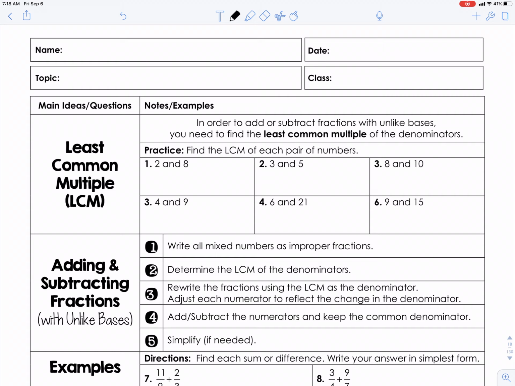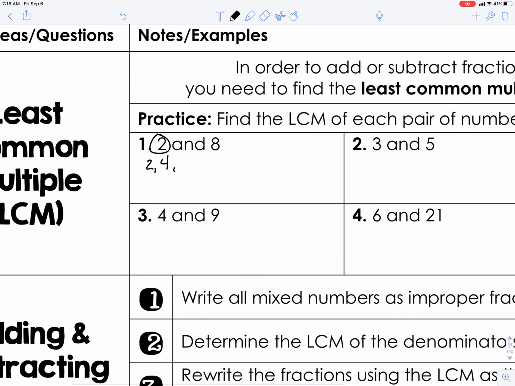So let's look at number 1. We'll look at the number 2 here. What numbers can I get if I multiply 2, starting with the number 1? 2 times 1 is 2. 2 times 2 is 4. Let me make this a little bigger. 2 times 3 is 6. 2 times 4 is 8. I'm starting to see something there. Let's do one more. 2 times 5 is 10.